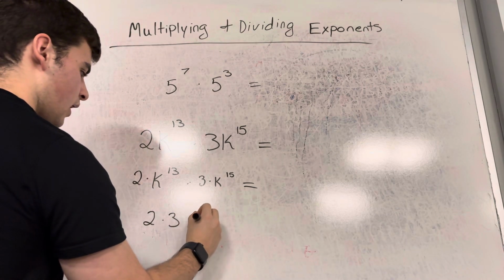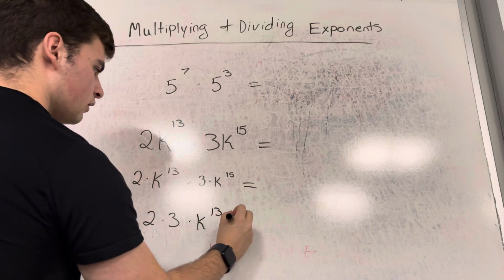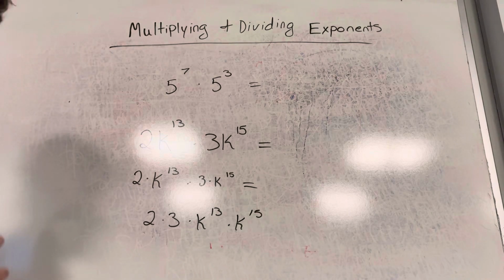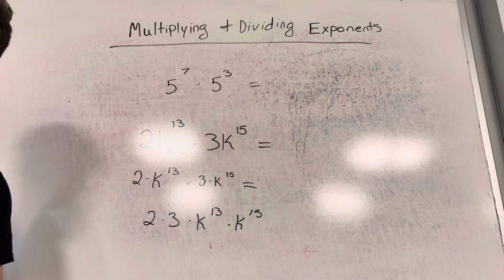So we see k to the 13th times k to the 15th. Now, if we were to look at this, how would we solve this? Can someone tell me?